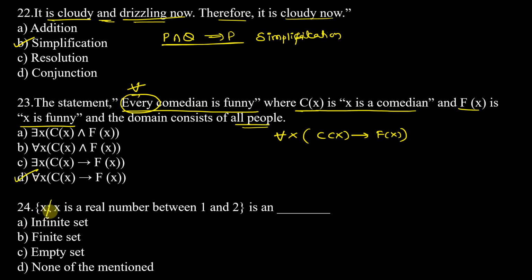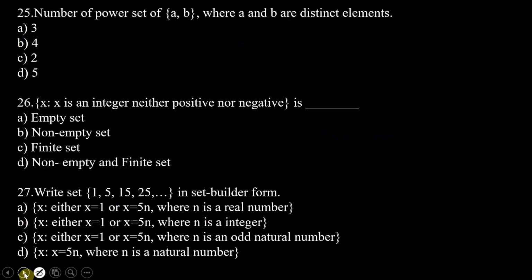Question 24. X such that x is real number between 1 and 2. How many real numbers you can expect between 1 and 2? Infinite number. So we can call this set is infinite set. Question 25.